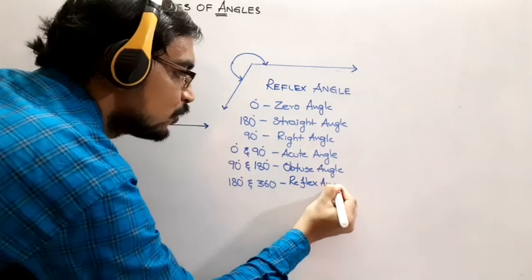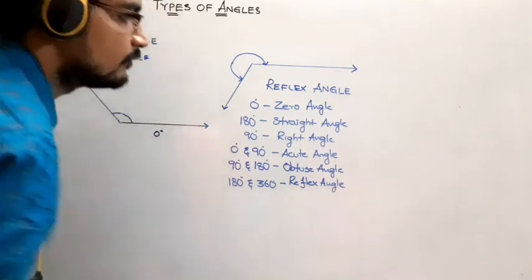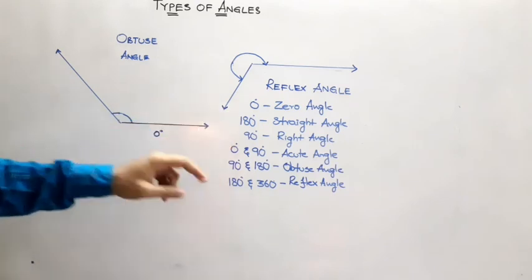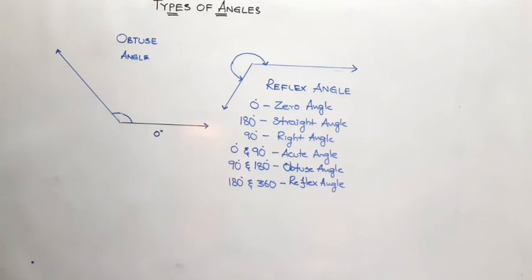And children, please don't copy anything of this into your CW or HW. I am going to send a separate document which needs to be copied as today's CW. So these are the different types of angles which we are going to use.